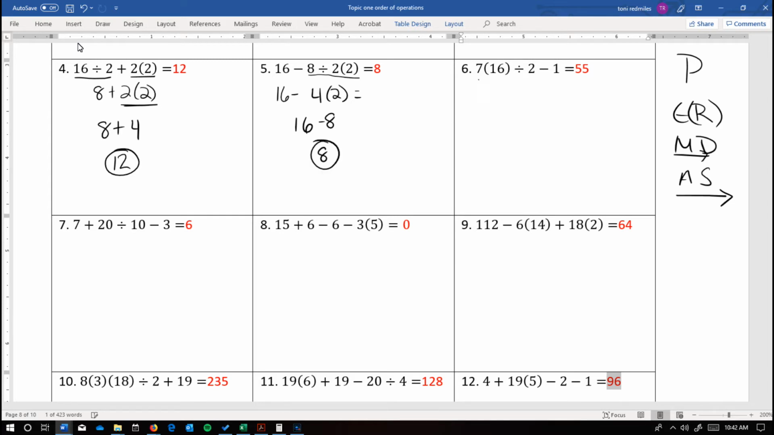All right, I have multiplication and division. The multiplication comes first, so I do it first. I get 112 divided by that 2. So now I'm going to do the division.